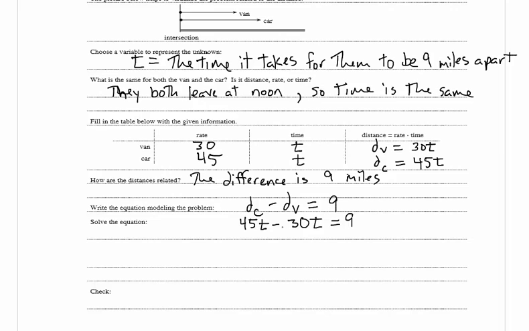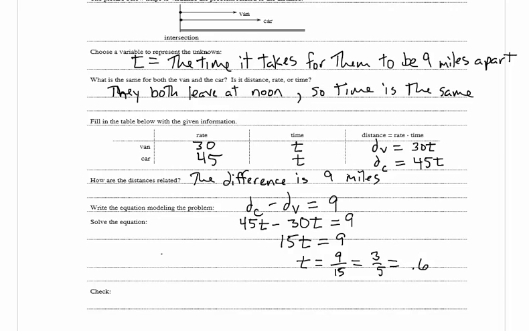And then we do 45t minus 30t, we get 15t is equal to 9. And now we'll divide both sides by 15. So t is equal to 9 over 15, which is also equal to 3/5. And the units that we're using are miles per hour, so this t is in hours. We could say that this is equal to 0.6 as well if you prefer decimals. But the time is in hours, so it takes them 3/5 of 1 hour to be 9 miles apart.